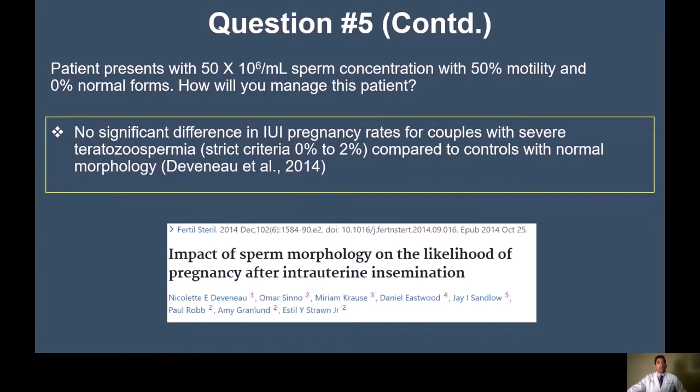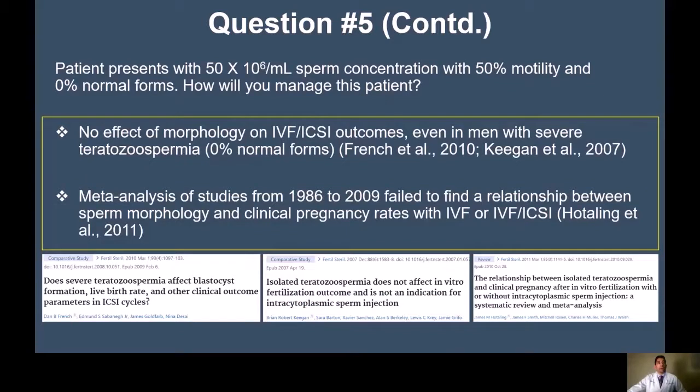If you look at this slide, there was no significant difference in IUI pregnancy rates for couples with severe teratozoospermia compared to controls with normal morphology. This is also demonstrated in patients who underwent IVF ICSI. So men with severe teratozoospermia, there was no difference in IVF ICSI outcomes. A meta-analysis of studies from 1986 to 2009 failed to find a relationship between sperm morphology and clinical pregnancy rates with IVF or ICSI. So again, going back to the fact that these patients should be advised on timed intercourse.